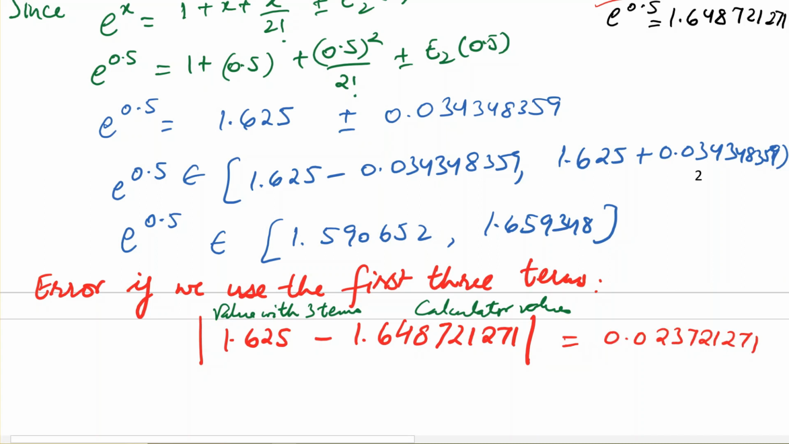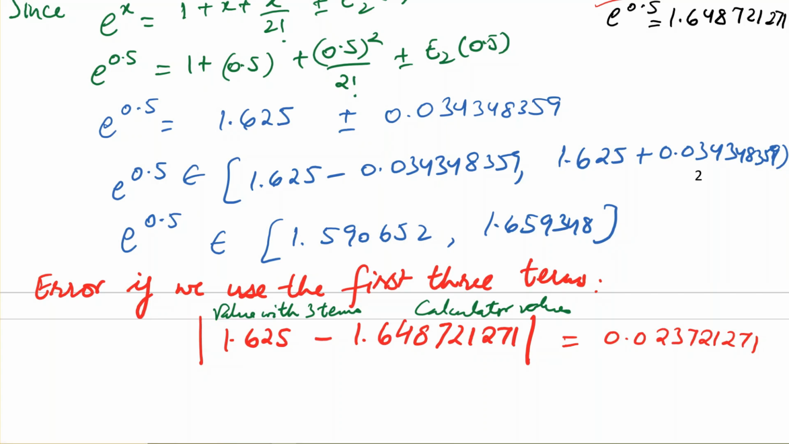So we can figure out, if you're looking for a particular accuracy, like maybe you want to be accurate up to 3 decimal places, you can increase the number of terms of the series based on how much accuracy you want. In this case, we just used the first three terms and we saw that the error that we get is 0.023721. In the next example, I'll show you how we decide on the number of terms for a particular accuracy.